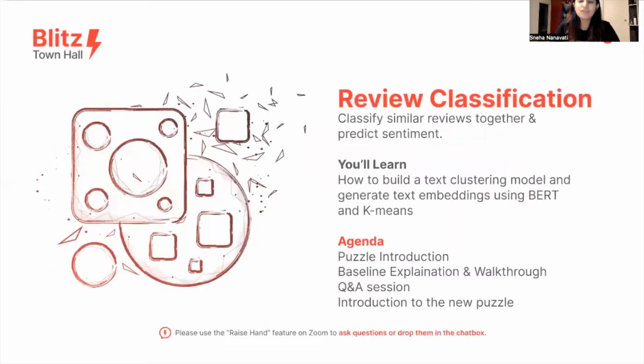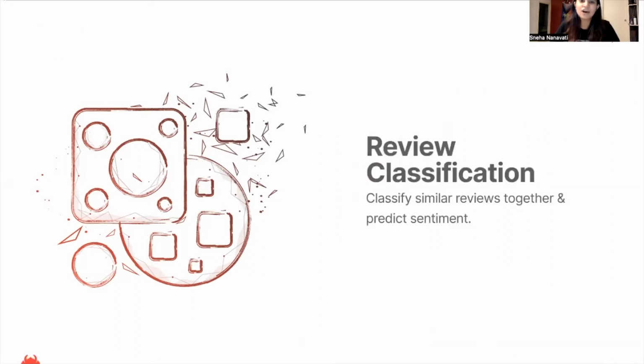In this town hall, we'll be going through the review classification puzzle, where you have to classify similar reviews together and predict their sentiment. In this puzzle, you'll learn how to build a text clustering model and generate text embeddings using BERT and k-means. And let's first go through what the puzzle is about.